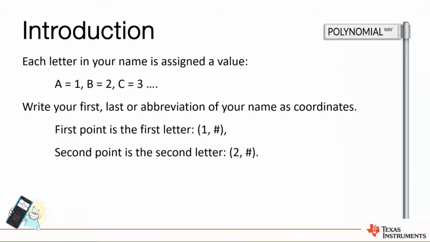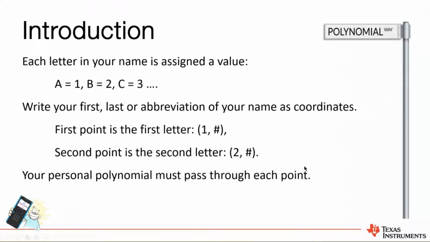So in Brian's case, the first point would be (1, 2). 1 for the first letter, and 2 because that first letter is a B, the second letter of the alphabet. And R, I think, is around about the 18th letter of the alphabet, so his second point would be (2, 18). And so it would be for the rest of his name. And your personal polynomial must pass through each and every one of these points. And that's how you generate it.